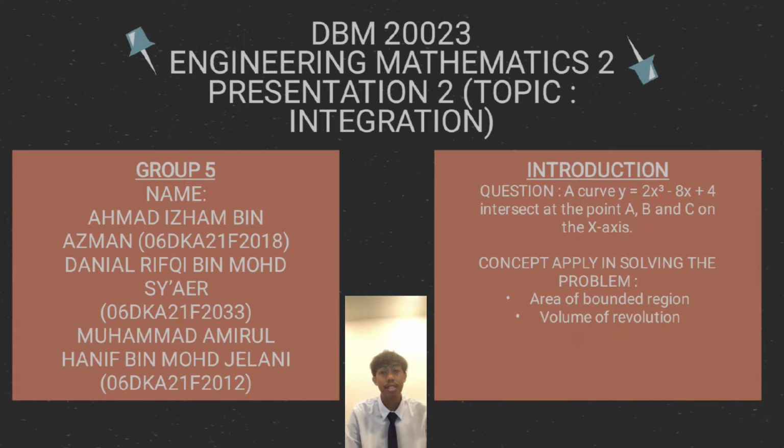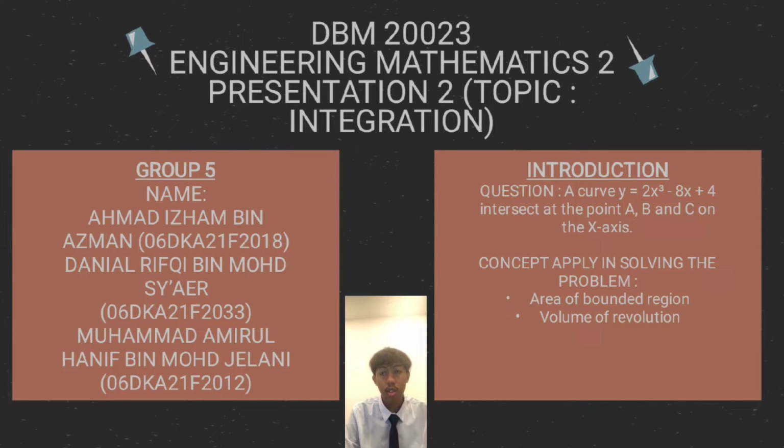So for the area 1, we integrate B and A, which is the equation 2x cubed minus 8x plus 4, and then we substitute B and A with the answers that we got before. So we integrate from -2.214 to 0.539.